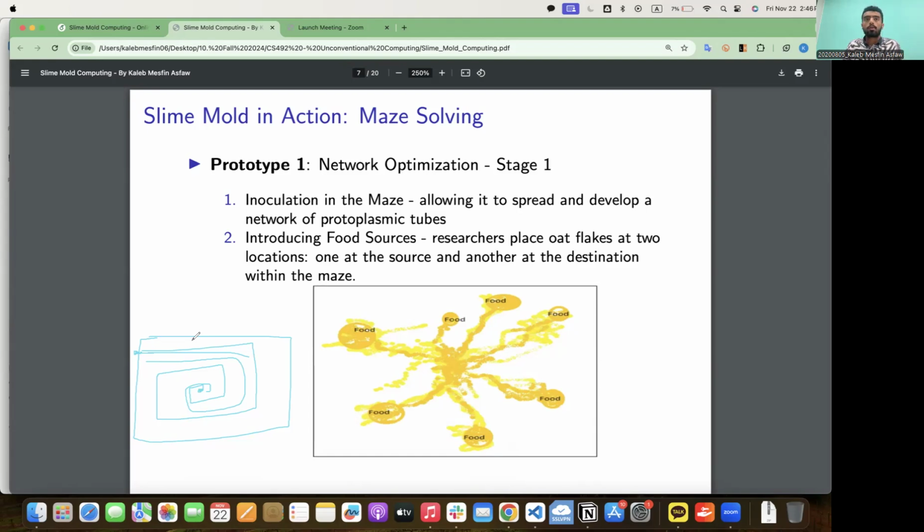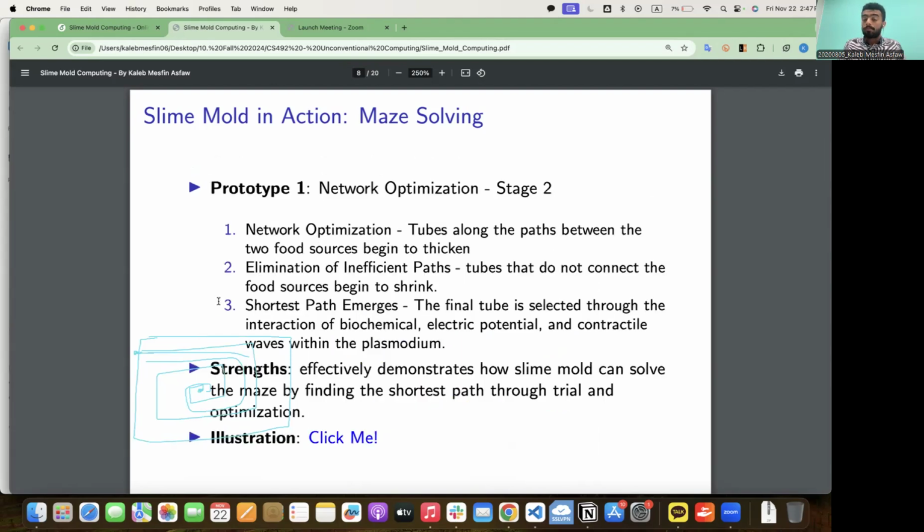This is similar to, let's say, pruning techniques or eliminating some inefficient paths after an attempt to solve a problem. Then the only thickened structure followed by the organism is proven to show that the path is actually the shortest path to solve the maze. So I would like to show you a very, very short visualization of how slime mold achieves that.